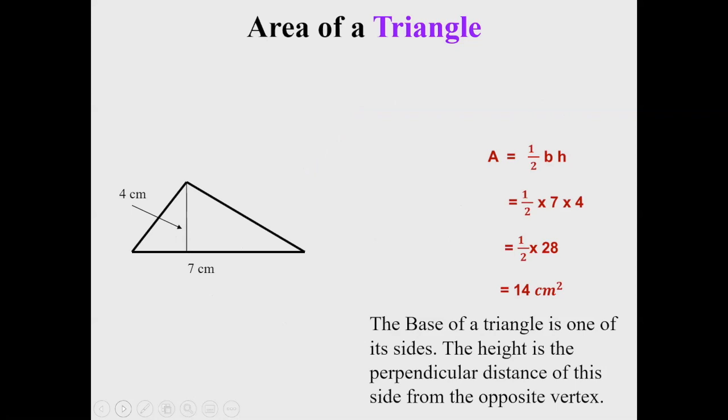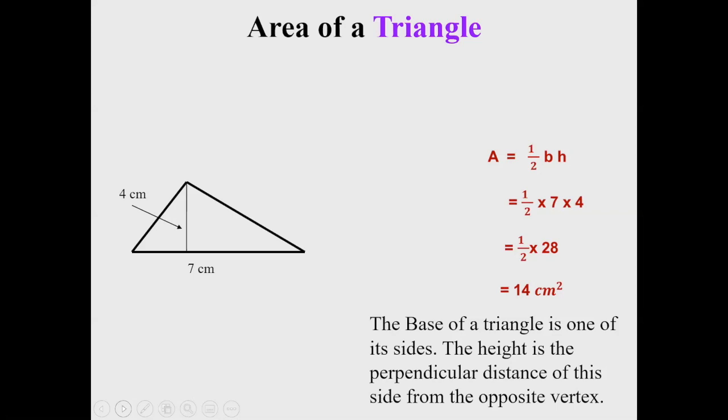Let's go to area of a triangle. Area of a triangle is calculated using the formula 1/2 times base times height. The base of a triangle is one of its sides. The height is the perpendicular distance of this side from the opposite vertex.